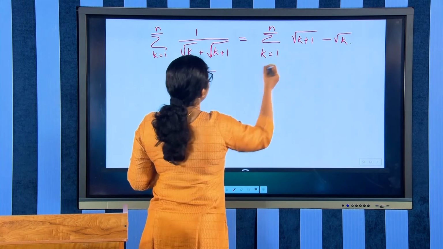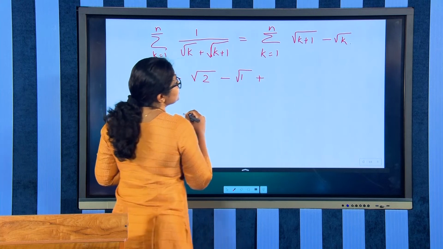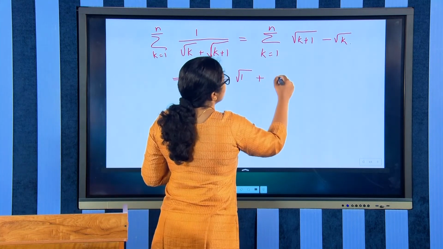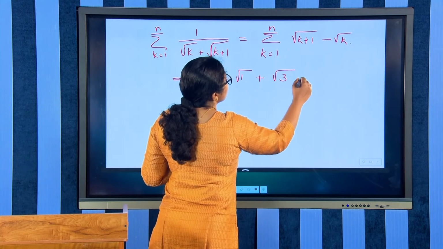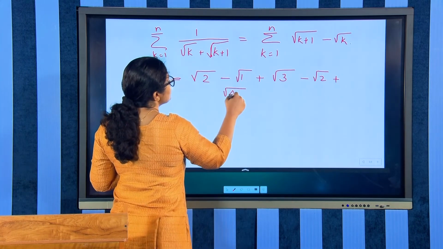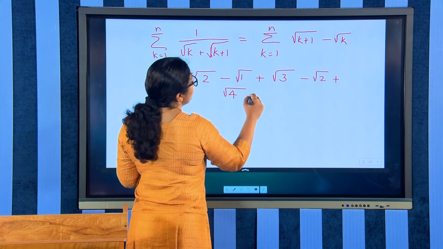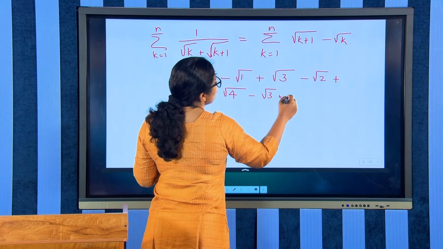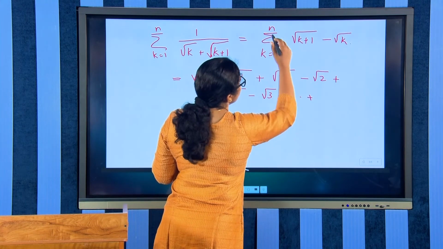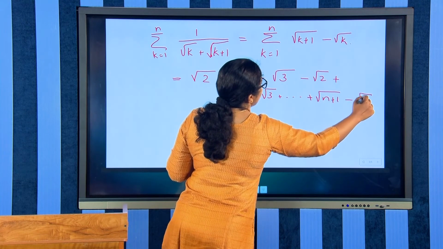So, when you put k equal to 1, you will be getting root 2 minus root 1. The second value is 2, so you can write root 3 minus root 2. The third value is 3, so when you have root of 3 plus 1, that is root 4 minus root 3, and so on. The last, nth term is root of n plus 1 minus root n.